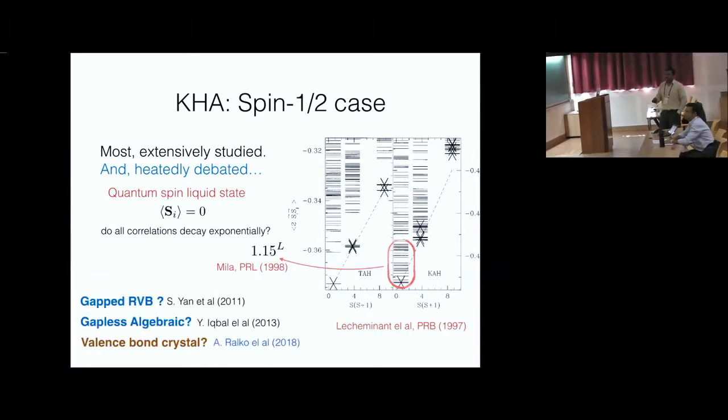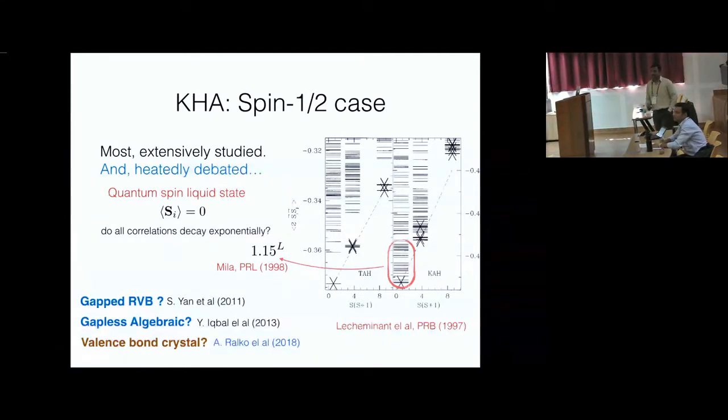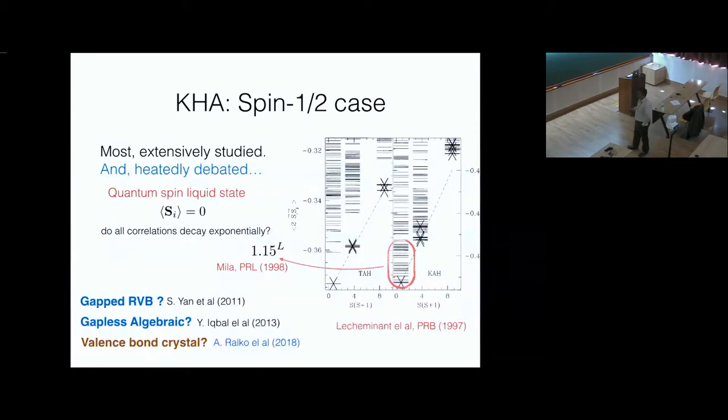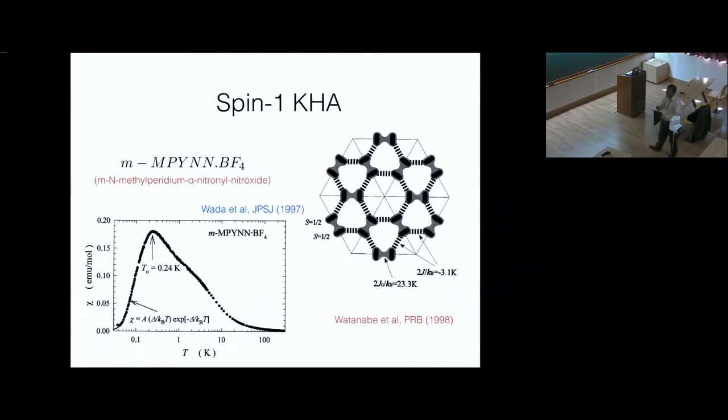But from 1997 to 2018, and this is, as I said, by no means a review of this subject, but you can see people have different viewpoints and serious ones based on serious computations, and one is not quite sure what is the real ground state of quantum Kagome antiferromagnetic model. But I'm not interested in spin half.